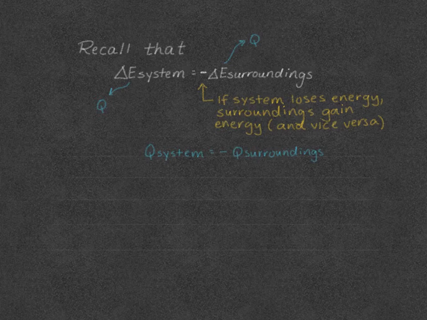We know that Q equals mcΔT, so we can now expand on both equations. We can say that the mass times the specific heat capacity times the temperature change of our system is equal to the negative mass times the specific heat capacity times the temperature change of our surroundings.